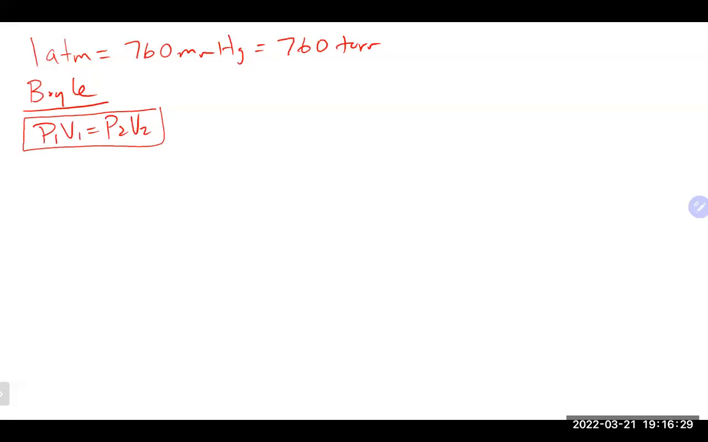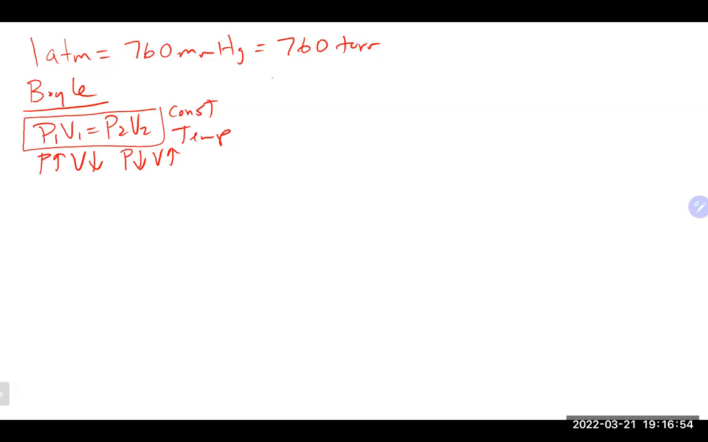And that is the pressure volume relationship, and this is at constant temperature. And as we talked about, as one goes up, the other goes down, and obviously vice versa there. So as the pressure goes up, the volume goes down, and as the pressure goes down, the volume goes up.